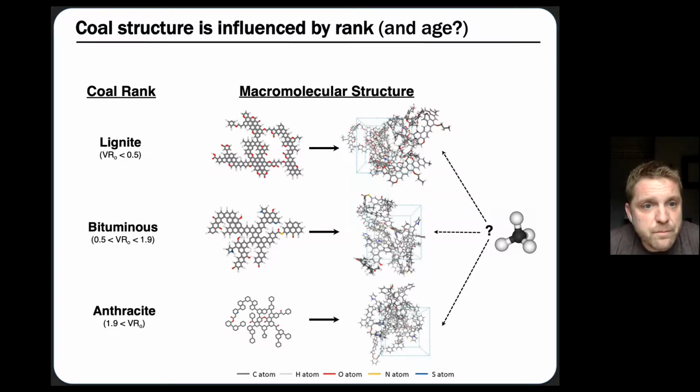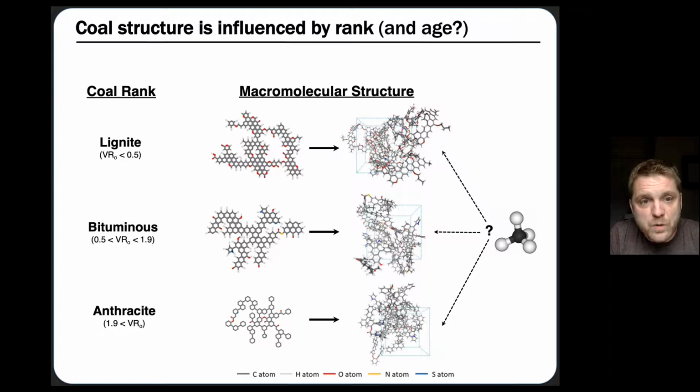To begin our conversation, I want us to think about the main influences on coal structure, at least from a geologic standpoint. If we think about coal rank, we're essentially talking about the maturation process. As we go from very immature or low rank coals like lignite, we find that they have vitrinite reflectances of less than 0.5. As we get to subsequently higher ranks, more mature coals, we see our bituminous and anthracitic coals, with anthracite coals having vitrinite reflectance values of above 1.9. In parallel with these changes in coal rank and maturity, we also see changes in macromolecular structure.